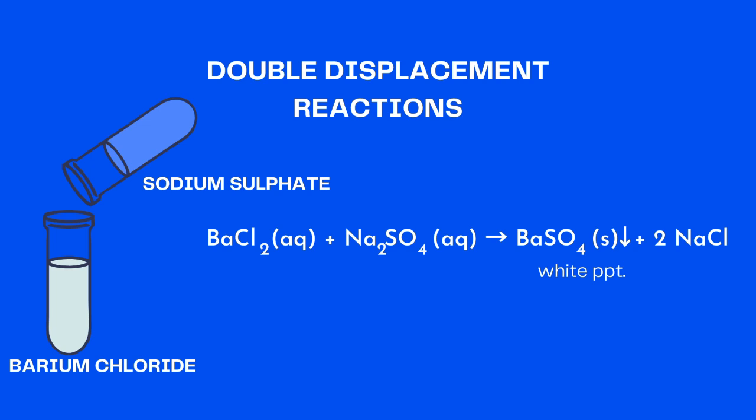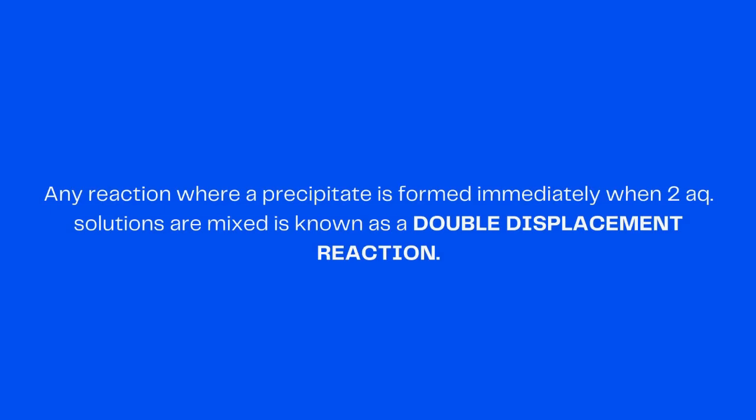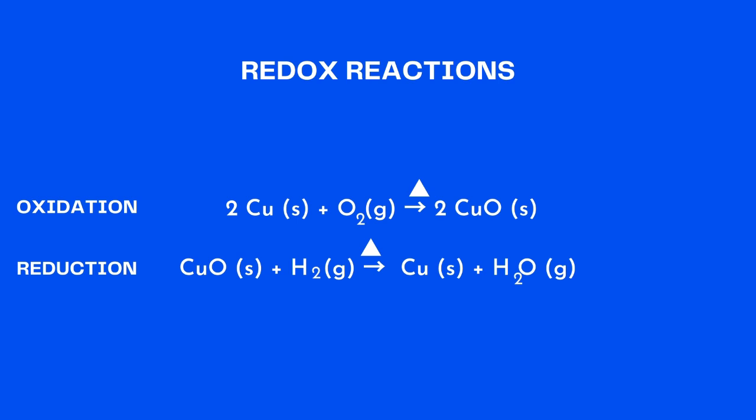Next we will be seeing double displacement reaction. The same reaction of displacement, but here there is double displacement. How do we see this in an experiment? We have barium chloride in a test tube, and to this we add sodium sulfate. This immediately forms a white color precipitate of barium sulfate. And the equation we write as BaCl2 plus Na2SO4 gives BaSO4 plus NaCl. What do we conclude from this? Any reaction where a precipitate is formed immediately when two aqueous solutions are mixed is known as a double displacement reaction.